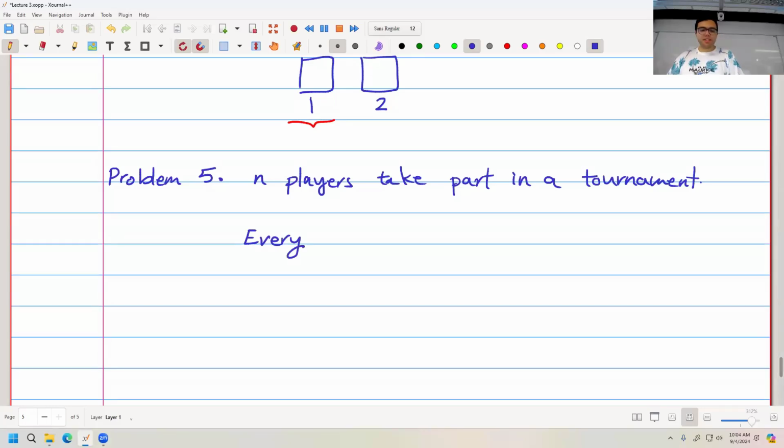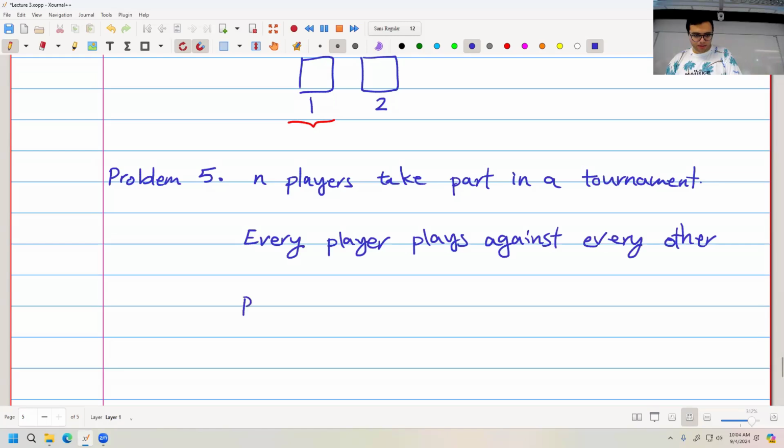So we're not playing chess, we're playing, I don't know, rock, paper, scissors also has draws. We're playing a game that doesn't have any draws. So every player plays against every other player. And every game has a winner, exactly one winner, of course. We cannot be in a situation where both of them win.